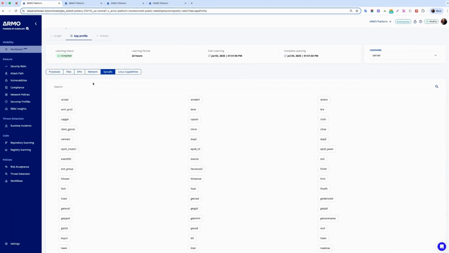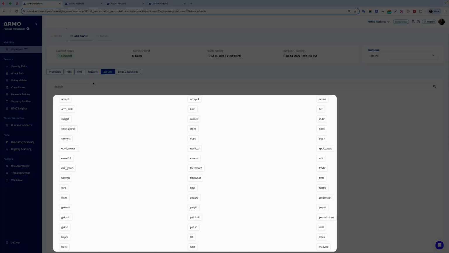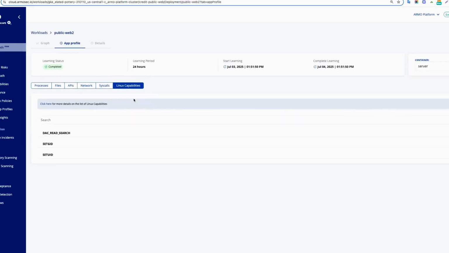System calls are how processes interact with the kernel. Attackers often exploit this layer. Tracking system calls helps detect behaviors like privilege escalation, process injection, or attempts to escape the container. It's critical for deep visibility for runtime protection.